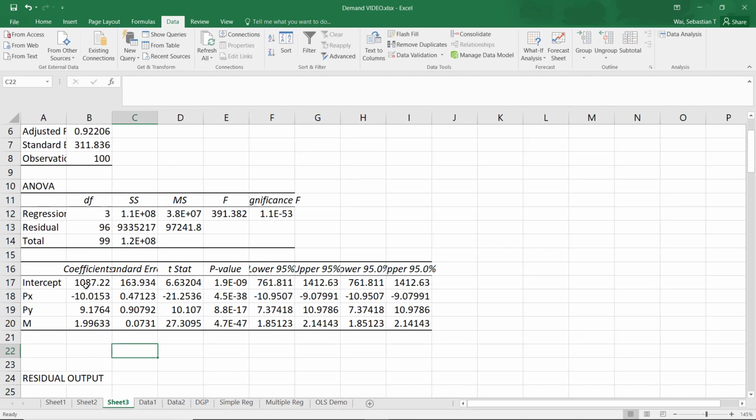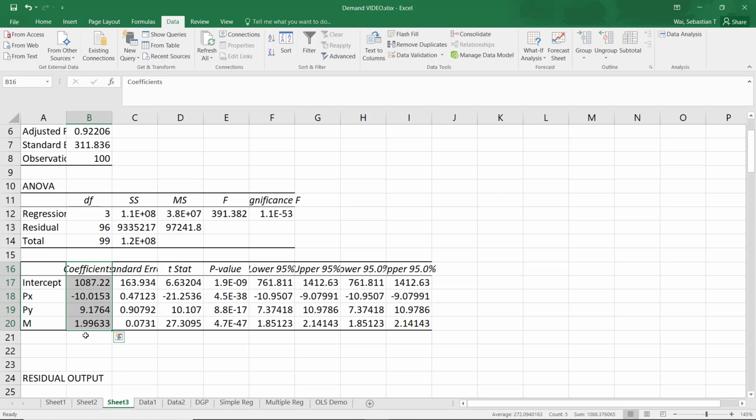Again, for the moment, we're going to focus on the coefficients column here, and this is going to tell us what our beta hats are. Where it says intercept, that's beta naught hat. Where it says px, that's beta 1 hat. Where it says py, that's beta 2 hat, and where it says m is our beta 3 hat.